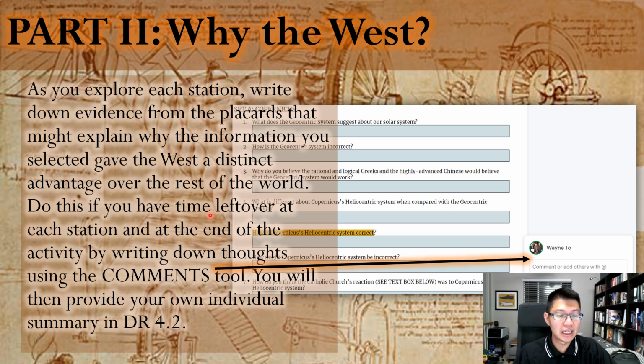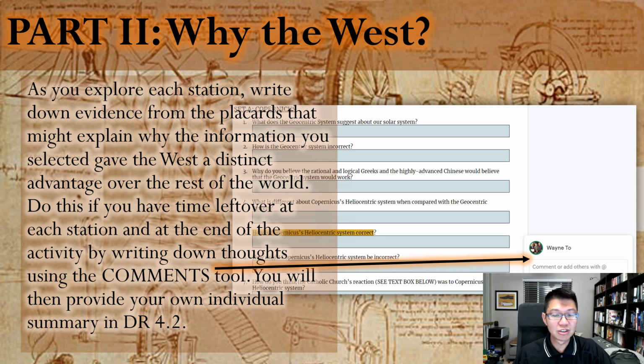Okay, so in the time that's left over, or if someone else is thinking about it, because you are working as a group here, somebody go ahead and put in the comments on the side, okay, this is going to give the West a distinct advantage because, and you're going to add that in. At the end of the period, with a few minutes left over, you're going to provide your own individual summary in document response 4.2 to that question in regards to why the West.